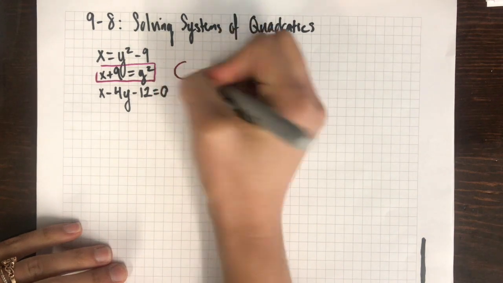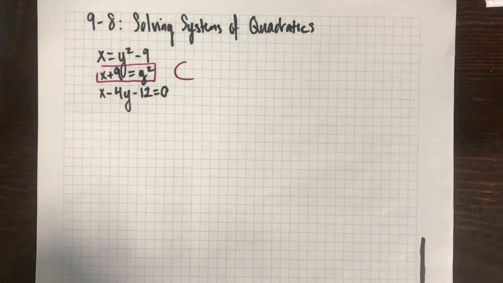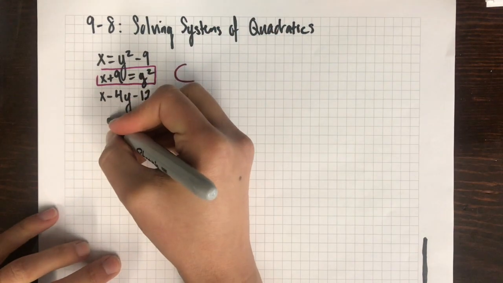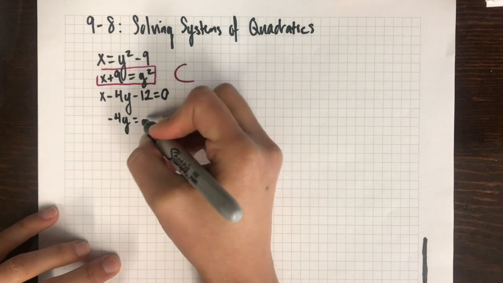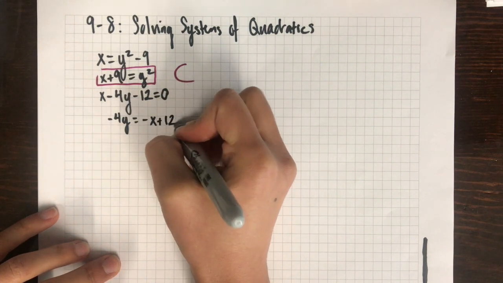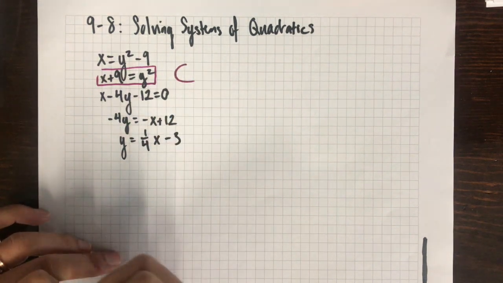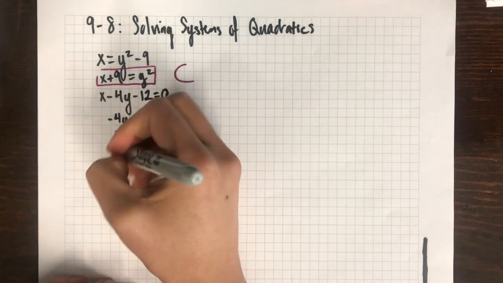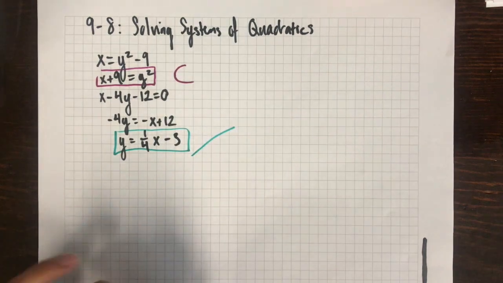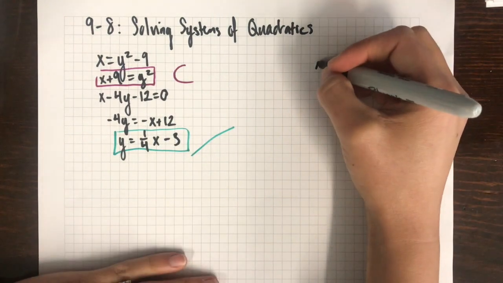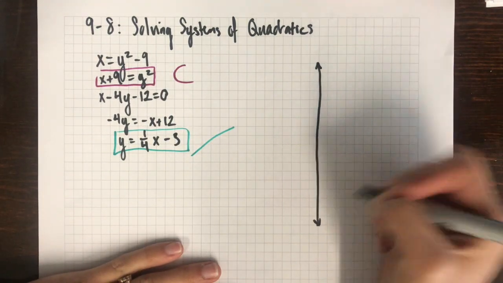If I put this into standard form, it becomes x plus 9 is equal to y squared. So this is a sideways parabola that's opening up to the right. And then I have a second equation, which is just a line, right? Because all I have is x and y, and neither of them are squared. So I get that into the form of y equals mx plus b. This is a line with a positive slope.